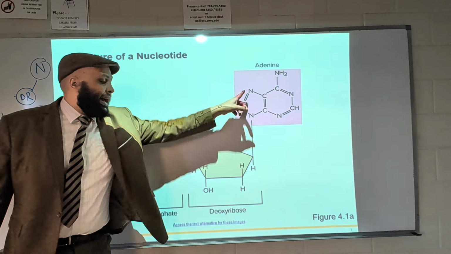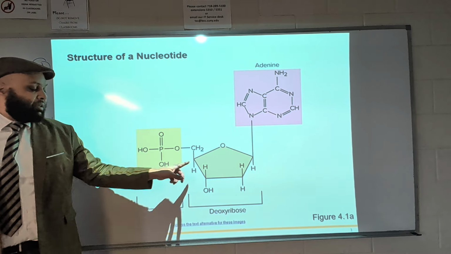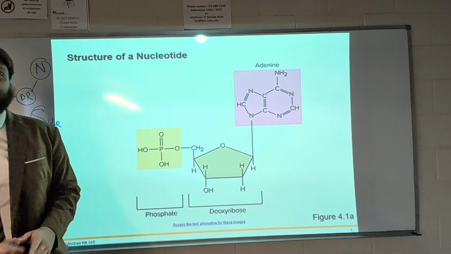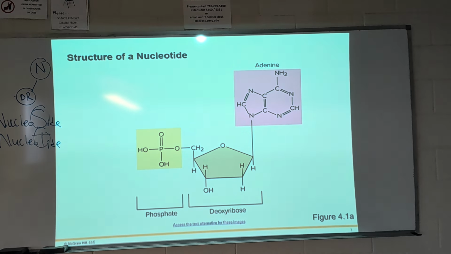You could have adenine, deoxyribose, phosphate. How about ATP? ATP is adenine with the ribose and 3 phosphates, adenosine triphosphate. You can remove the adenine, put guanine, now it's guanine triphosphate, or cytosine triphosphate: CTP, GTP, ATP. Okay? So now this is a nucleotide.